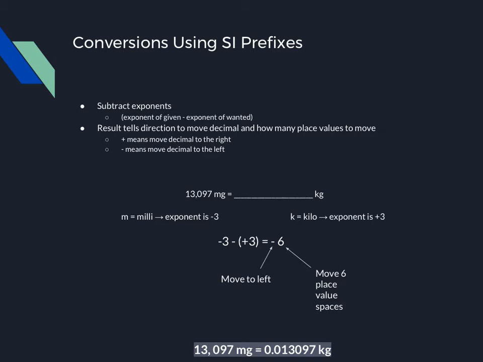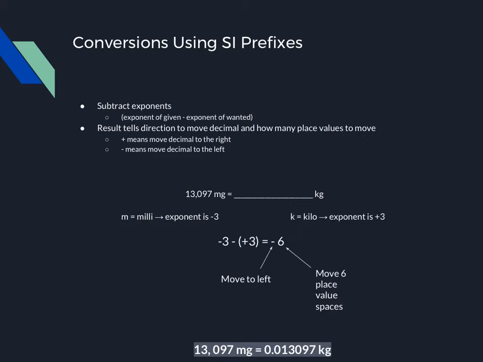Okay, so conversions using SI prefixes. We did this the other day in class. I think the easiest way to do this is to subtract the exponent. So take the exponent of the given minus the exponent of the wanted, and that's from that prefix table on the previous page. The result tells you the direction to move the decimal, but also how many places. So if you get a positive number as a result, you move the decimal to the right. If you get a negative number, you move the decimal to the left. The number that you are given is going to be the number of places you move it.